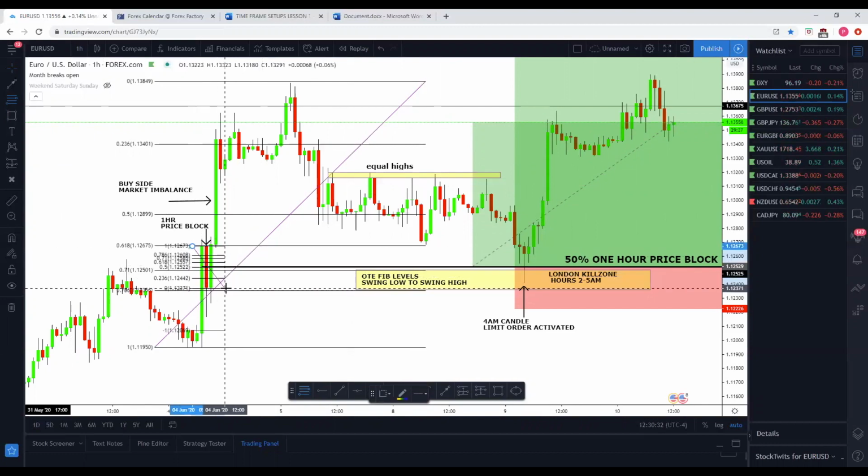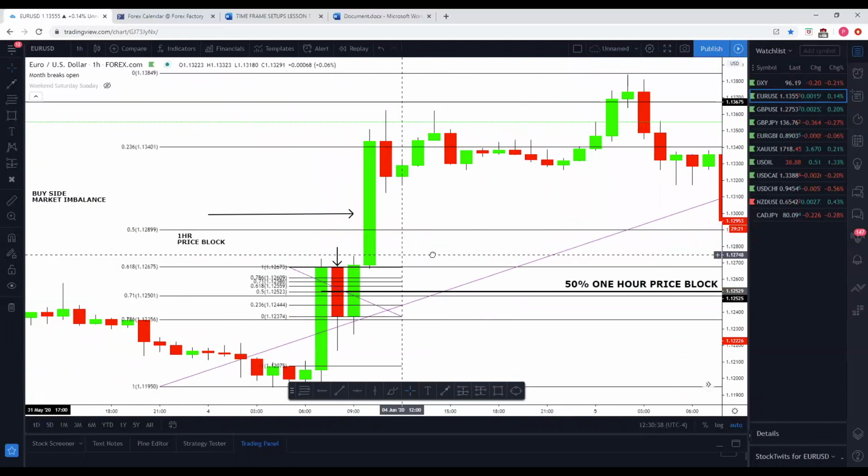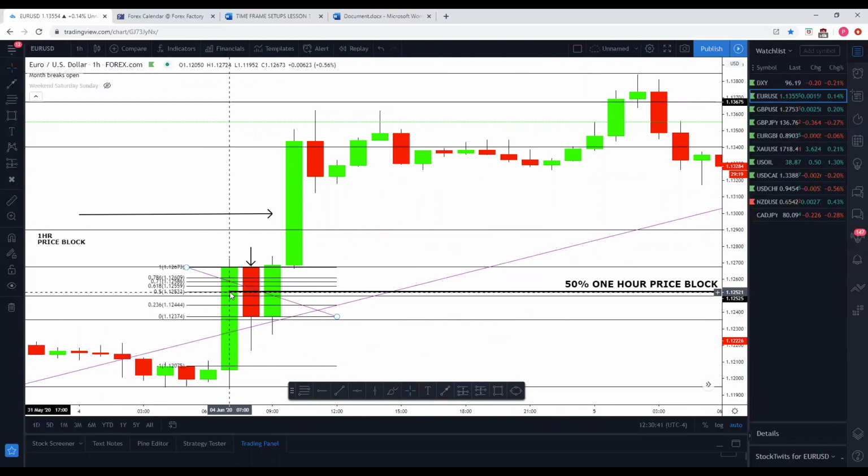So we have the 1 hour price block here, and in the price block there's a very key area where you take your fib from the open to the close, not the wicks of the actual candle, and you measure out the 50% here. As you see, I have a trend line here as well already.